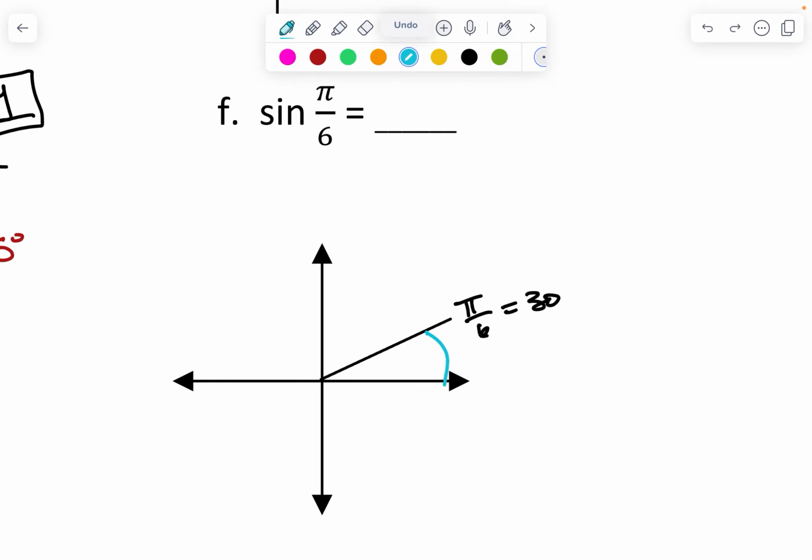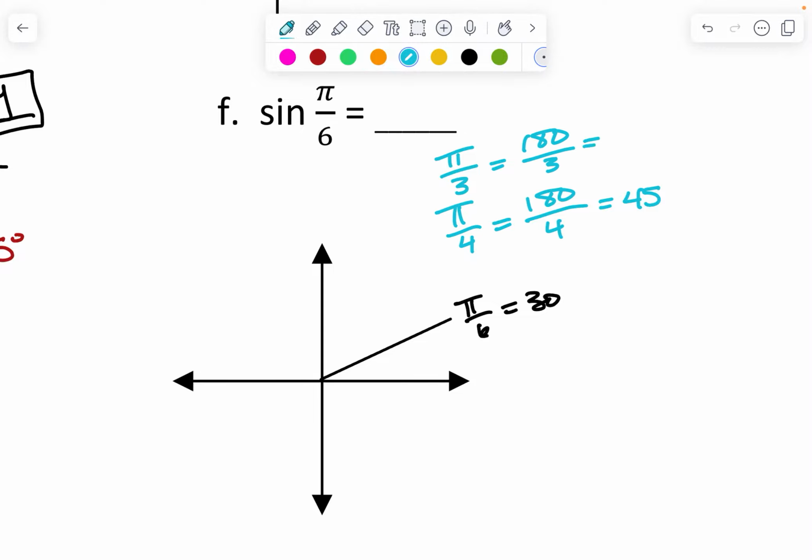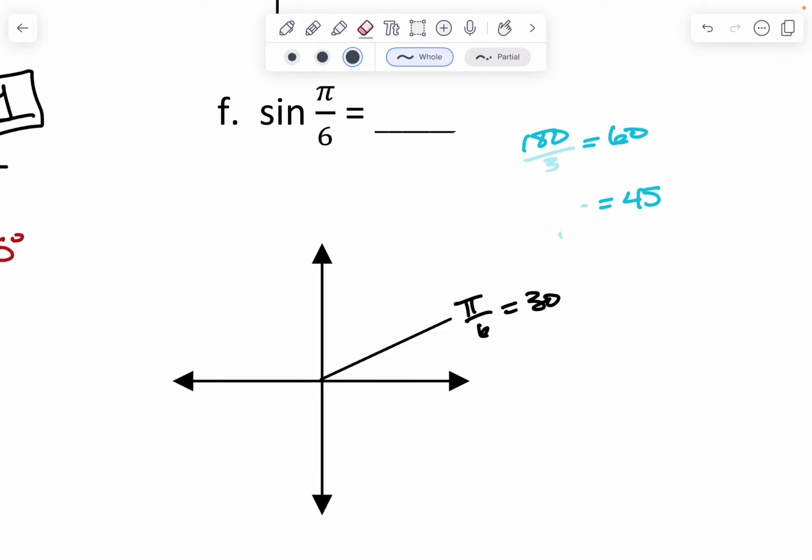If it's pi over 4, say, what's a fourth of 180? It's 45. Think about pi over 3. What's a third of 180? It's 60 degrees. So hopefully that helps you a little bit.